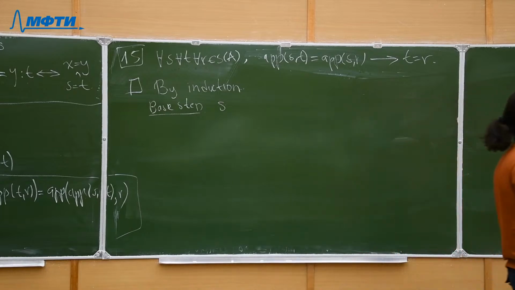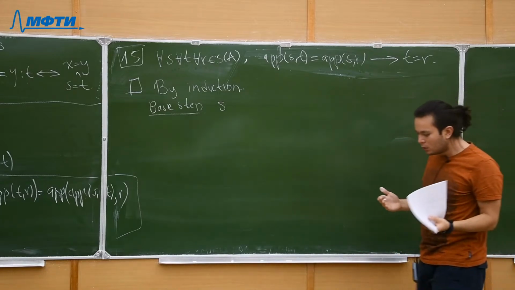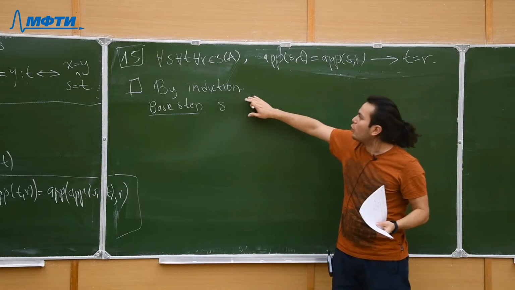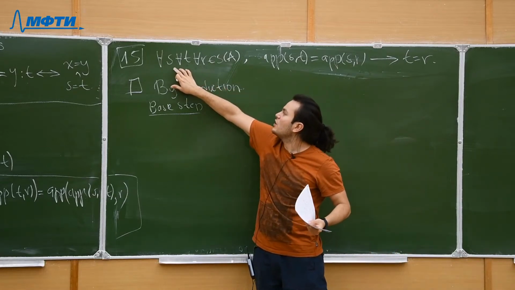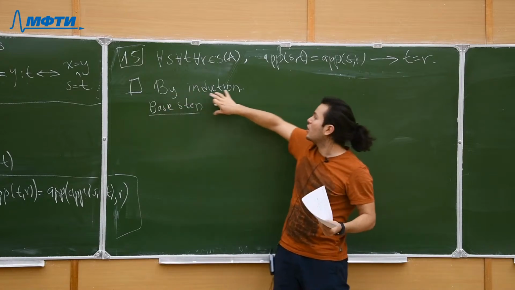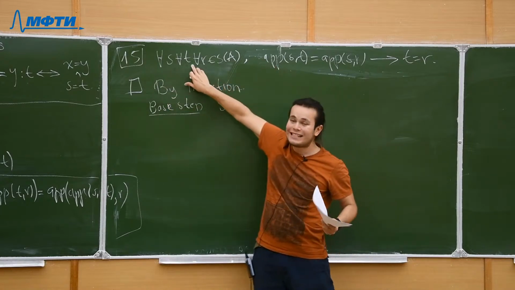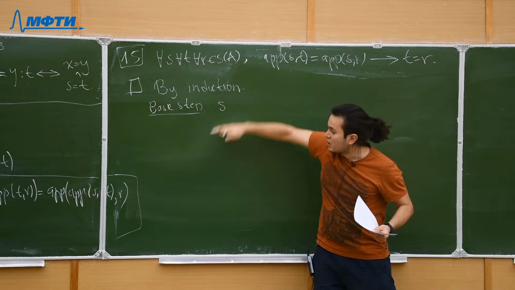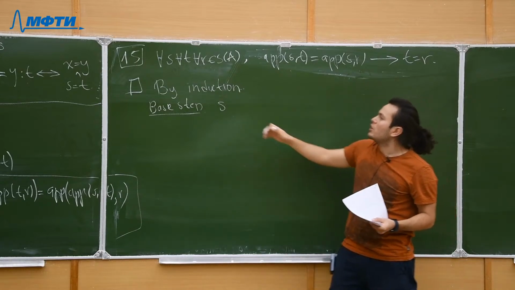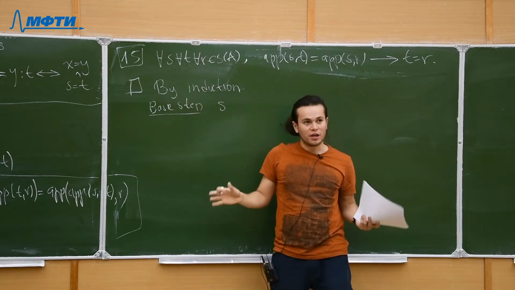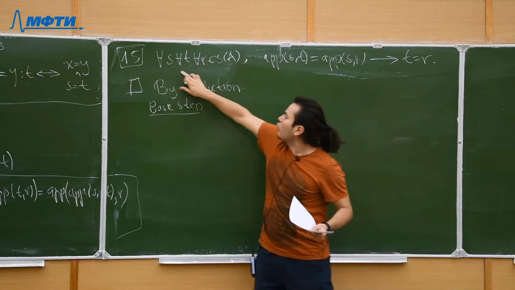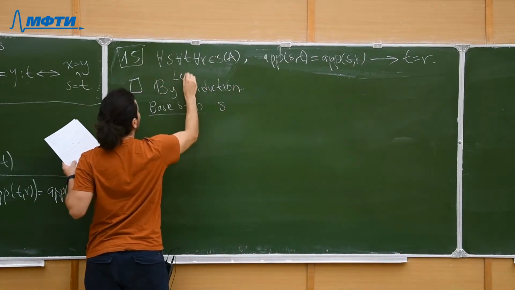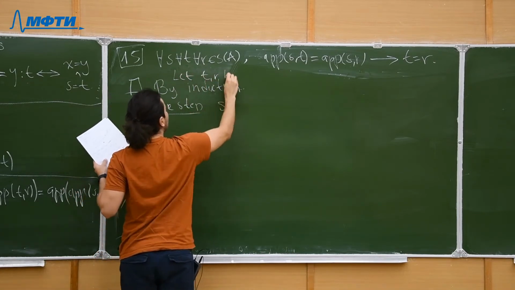We should somehow prove by induction on each of these strings. So we should prove by induction that this holds for any S, for any T, and for any R, right? So we should do this 3 times. But we can just say the following: we can take T and R arbitrary, and then we are going to apply induction to S. So let T and R be arbitrary.